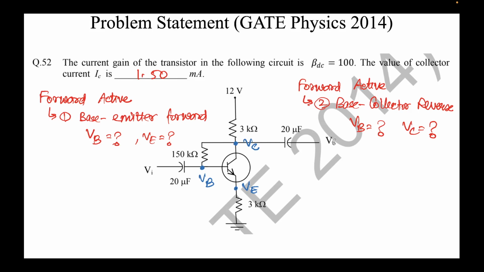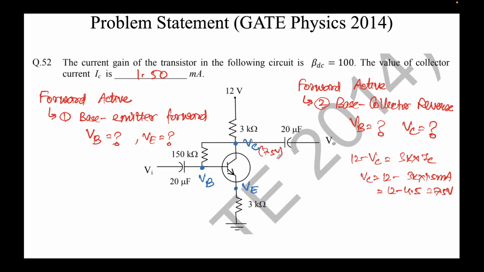So let's first find the voltage VC. In order to find VC, I'll apply Ohm's law across this 3 kilo ohm resistor. I can simply write 12 minus VC equal to 3k times IC, which is 1.5 milliamps. So VC is 12 minus 3k times 1.5 milliamps. 12 minus 4.5 gives 7.5 volts. So VC is 7.5 volts.